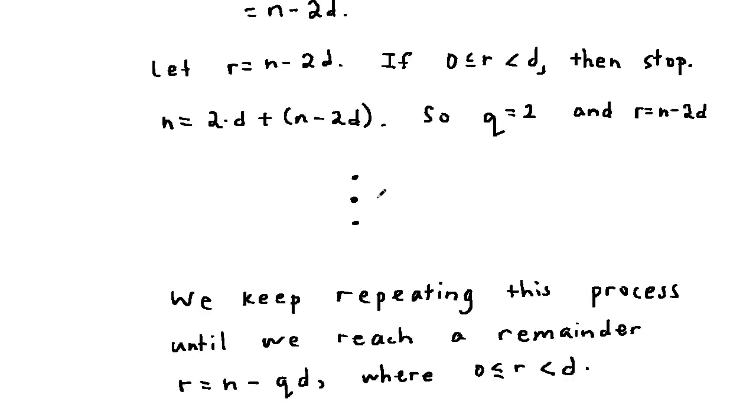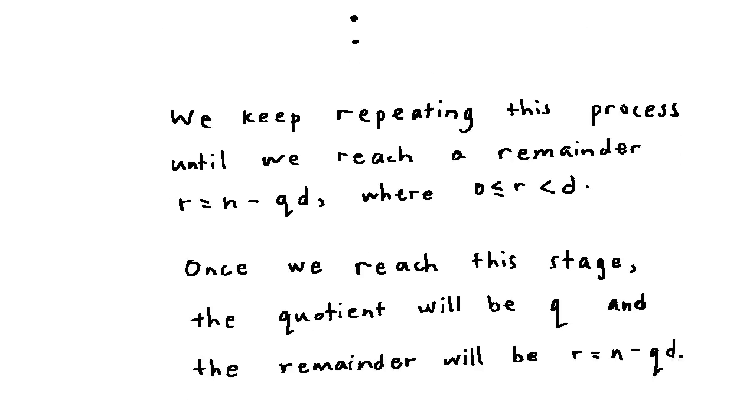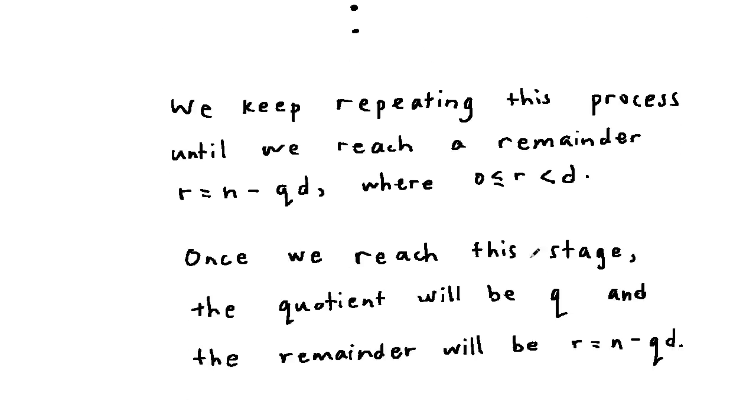And we keep doing this. We keep repeating this process until we reach a remainder r, n minus qd, where r is greater than or equal to 0 and less than d. Once we reach this stage, the quotient will be q, and the remainder will be n minus qd. Note that q will be the number of iterations of this process before we stop.